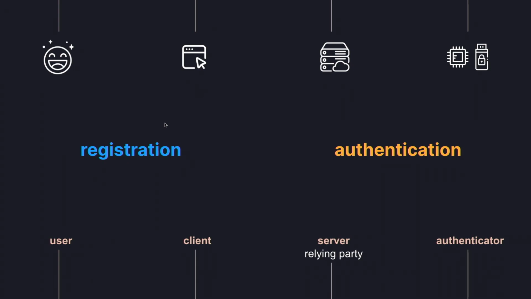parties. The user, and the client, which could be the front end, like a website or an application, the server, so backend or an API. The server is called a relying party, and the authenticator, which is whatever cryptographic capability is with the user. So this can be a platform thing, like your phone or laptop, or it can be something cross-platform, like a roaming authenticator, like a YubiKey.